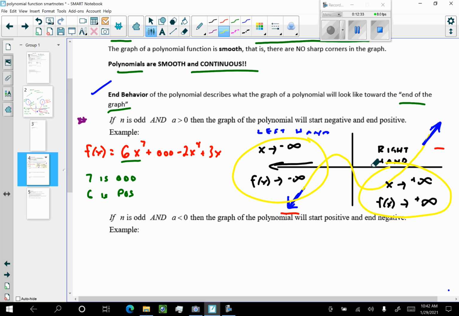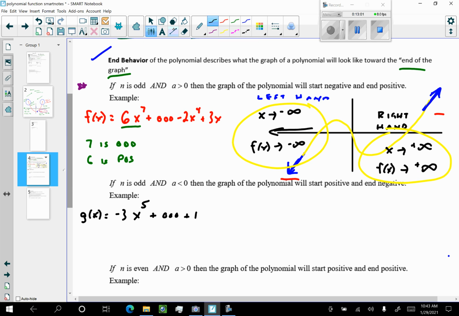Well, here's the only other option. If n is odd, a is going to be negative. So let's go for an example, here's another function. We're going to call it g of x. I want negative 3x to the 5th, because n has got to be odd. Plus, I don't really care what's on the inside. Doesn't matter what the last term is. We'll say it's 1. And I'm going to do a picture of what this graph looks like.